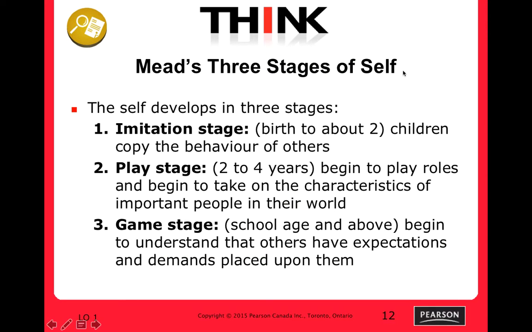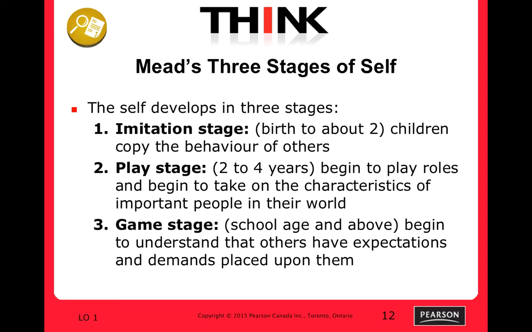So in addition to the I and the me, Mead is also interested in how we develop this sense of self, or we could say the me. Where does the me come from? He said that the self develops in 3 stages. So we've got the first stage, the imitation stage, which occurs from birth to about age 2.